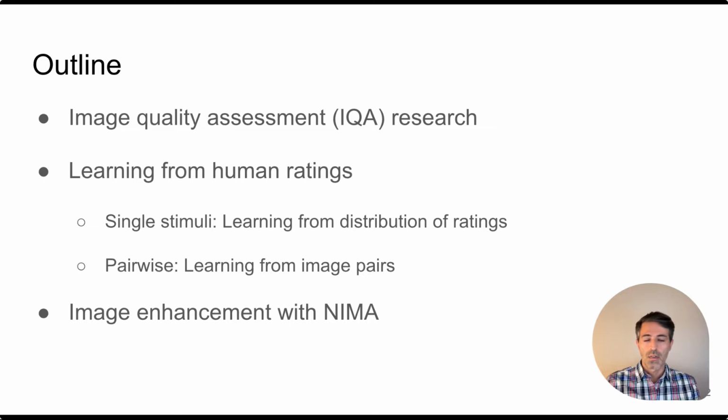Here is an outline of the talk. First, I'll talk a little bit about the broad research areas on image quality assessment, or IQA. Then I move on to describing our work NIMA, which focused on learning from human ratings. Namely, I'll focus on two areas, the single stimuli and the pairwise learning. Each category focuses on a specific type of human ratings for IQA tasks. And finally, I'll comment on how an IQA model like NIMA can be used to guide image enhancement and restoration models.